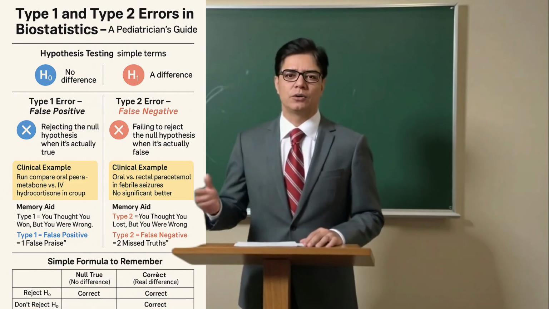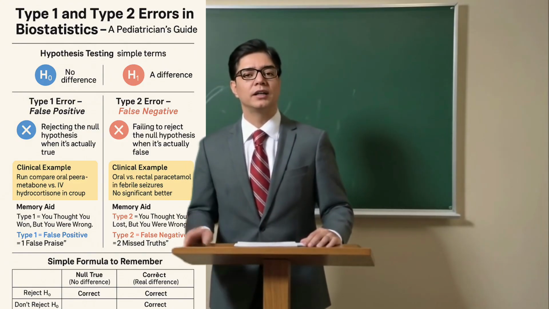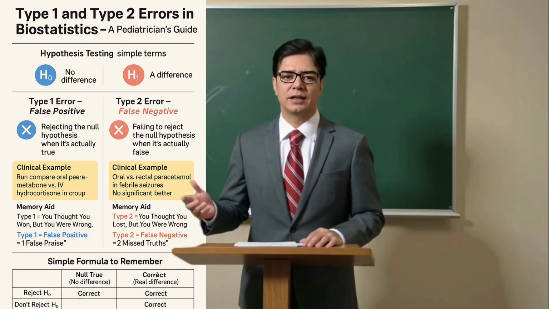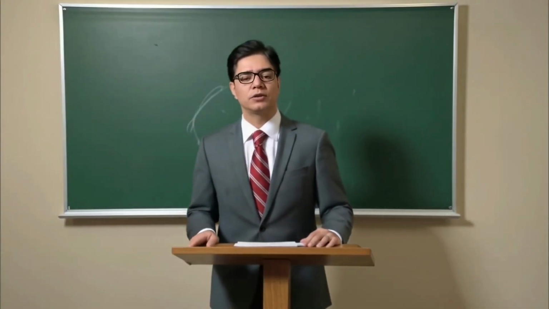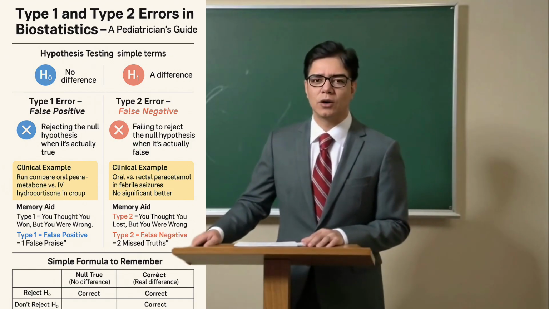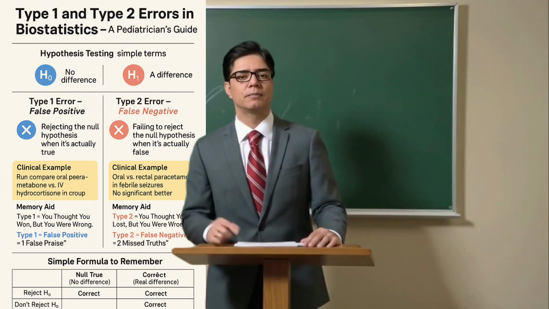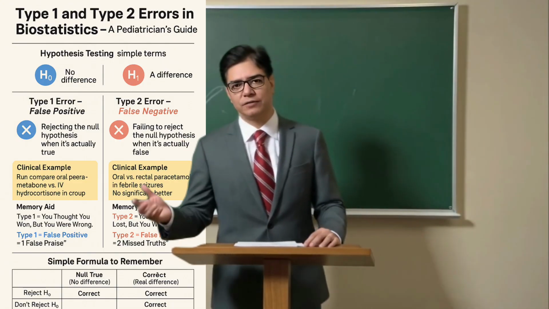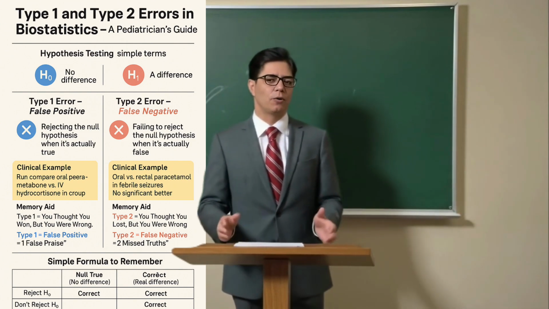So you switch your entire unit to oral dexamethasone. But later you realize that the result was just a fluke. There was no real difference. So you just made a type 1 error, which is a false positive. It's just like calling a urine culture positive when it was just a contaminated sample. Just like you thought you won, but you were wrong.